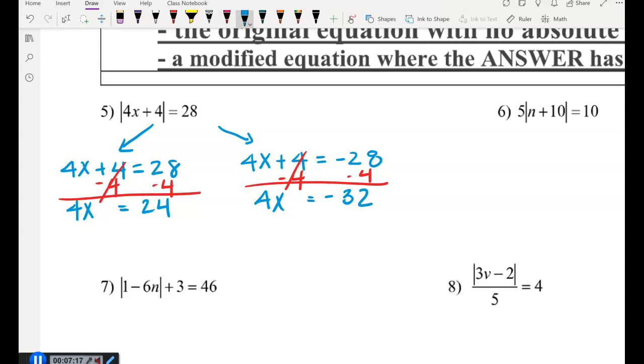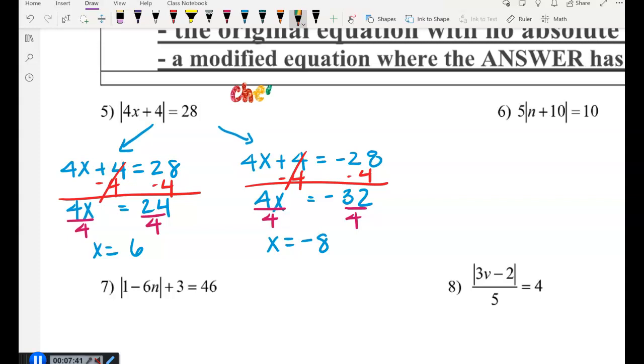One more step here, Carlitos. Next step, what do we do in solving for x? Divide both sides by 4. Yep, do it 4 times since we have 2 equations. Okay, so x equals 24 divided by 4 is 6. x equals negative 32 divided by 4 is? Okay, now let's quickly check to make sure that our basic math is right.